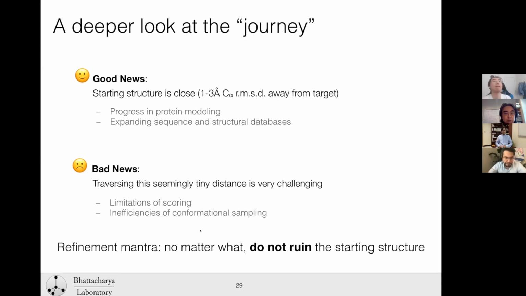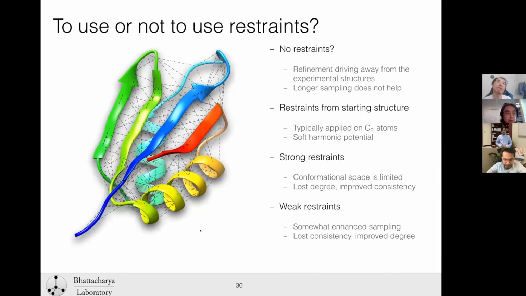And so it turns out the popular refinement methods, when we try to refine structures using either MD simulations or Monte Carlo based methods, and we don't have any restraints for the refinement, we perform unrestrained conformational sampling, then the refinement simulation sometimes drives away from the experimental structures rather than going towards it. And longer sampling does not necessarily help here.